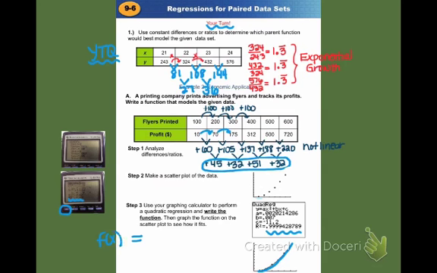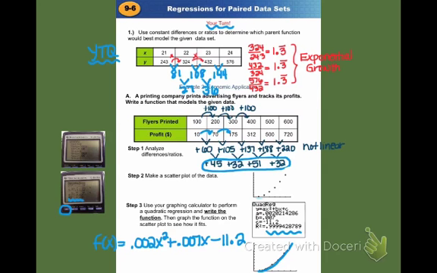So I'm going to say f of x, where x represents the number of flyers printed, is equal to 0.002x squared plus 0.007x minus 11.2.